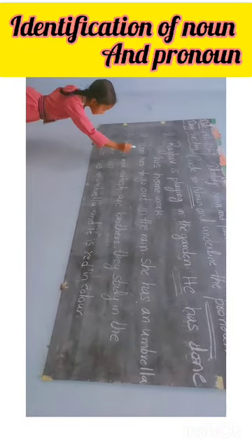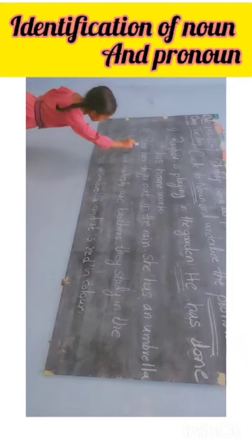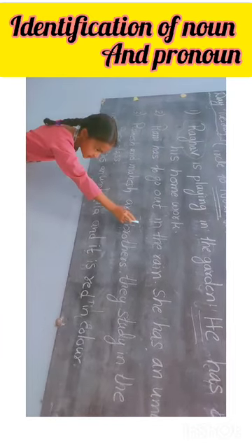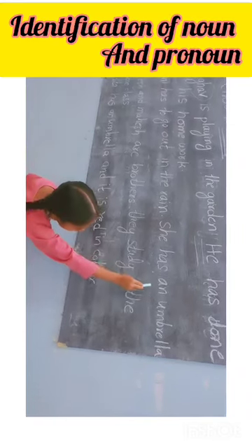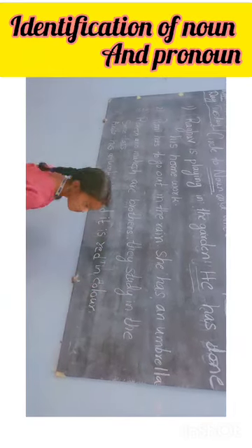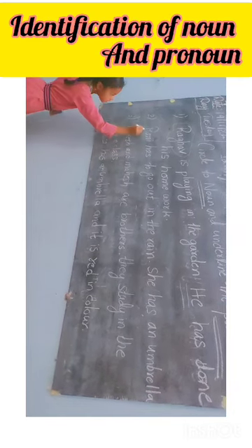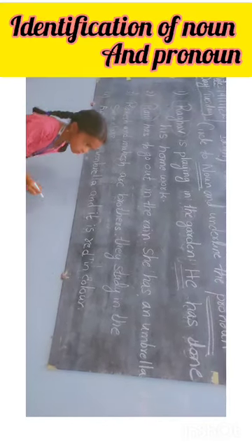Read the sentence. Daddy has to go out in the rain. He has an umbrella. Which is noun? Rani. Circle it. And which is pronoun? She.